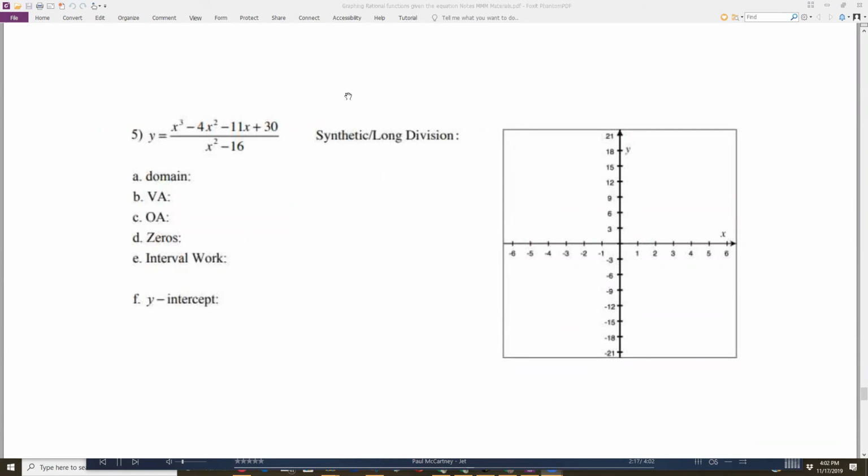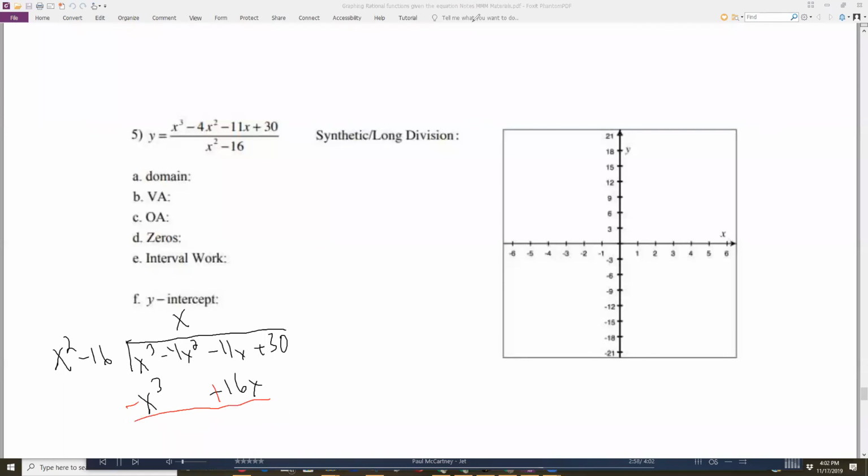All righty. So I see a quadratic in the denominator. I can't do synthetic division with this. I got to do long division. So x squared minus 16 into x cubed minus 4x squared minus 11x plus 30. At least I'm not missing any powers of x. So what times x squared is x cubed? Just x. X times x squared is x cubed. X times negative 16 is negative 16x. Change the signs.